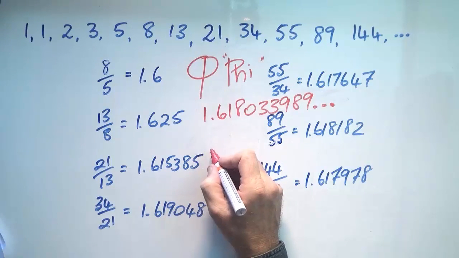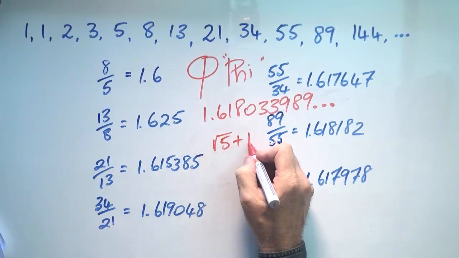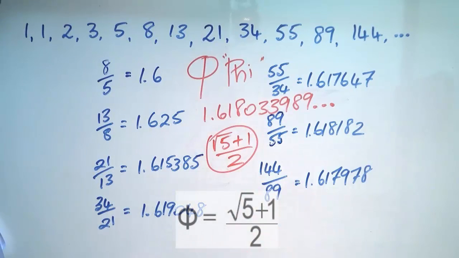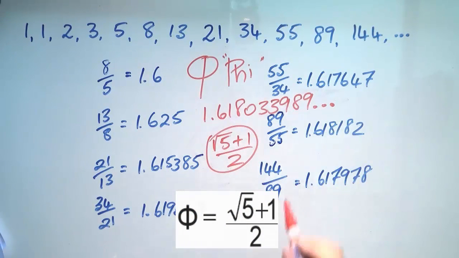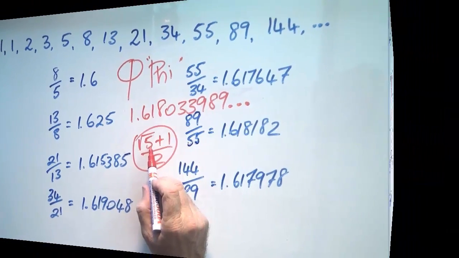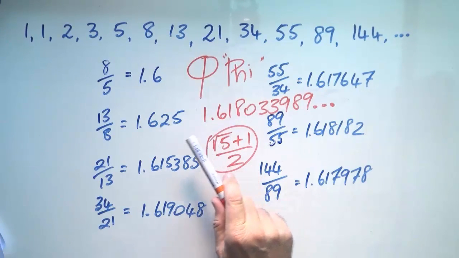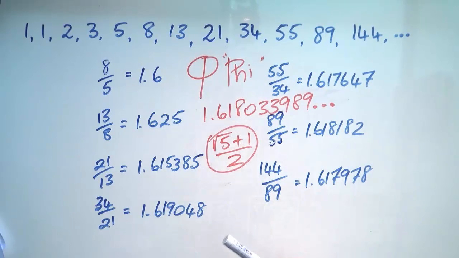That's because its real value is root 5 plus 1 over 2. Now you can put that into your calculator and it will give you this number. But it's an irrational number because of that square root. 1 to this number, so 1 to 1.618033 and so on, is known as the golden ratio, it's known as the divine ratio, and other names besides.